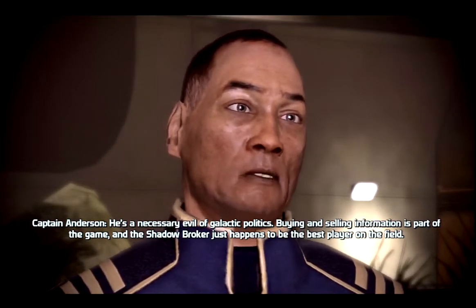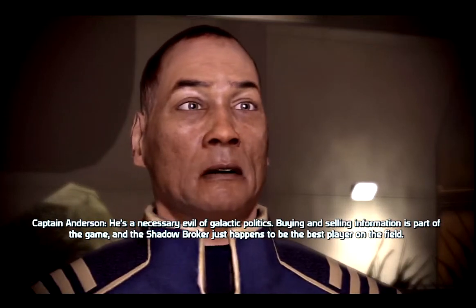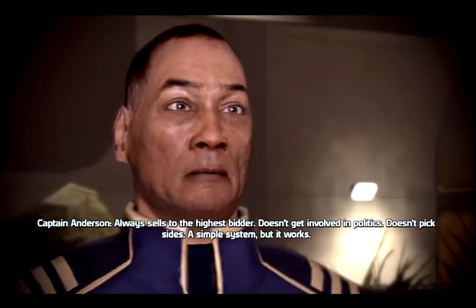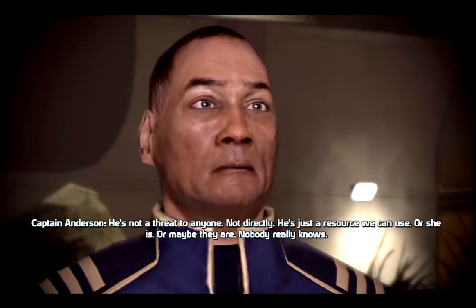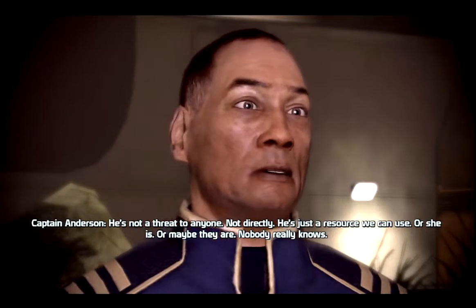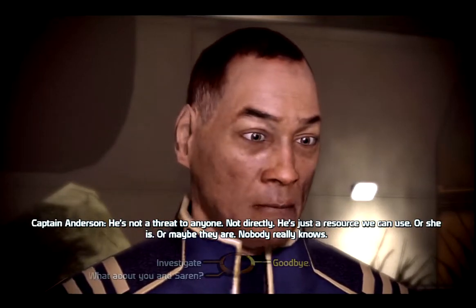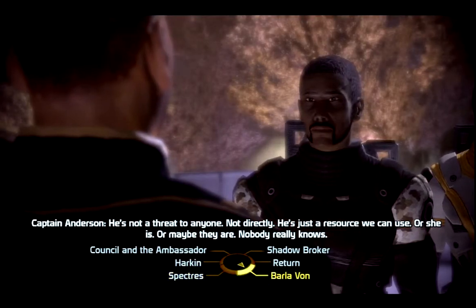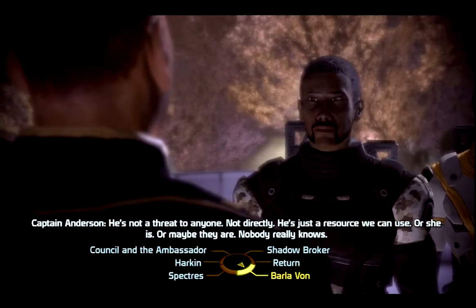Buying and selling information is a part of the game, and the Shadow Broker just happens to be the best player on the field. Always sells to the highest bidder. Doesn't get involved in politics, doesn't pick sides. A simple system, but it works. He's not a threat to anyone, not directly. He's just a resource we can use, or she is. Or maybe they are. Nobody really knows. The Shadow Broker is really interesting. We'll hear more about the Shadow Broker and who he, she, they, it is later.